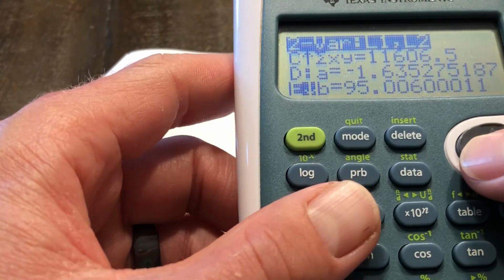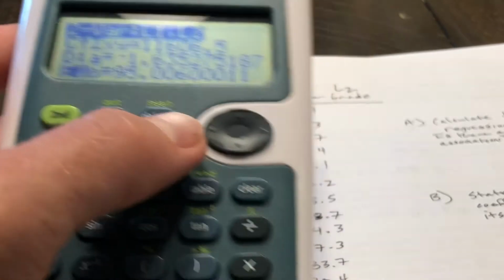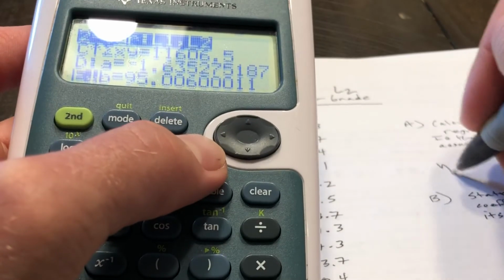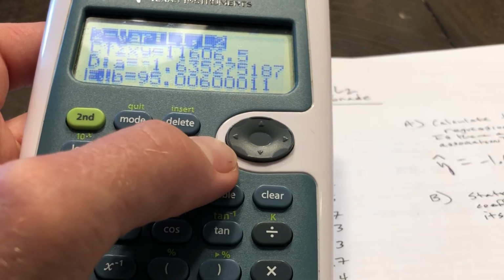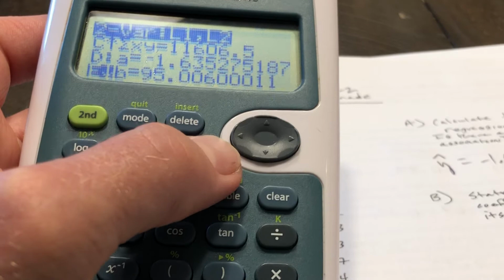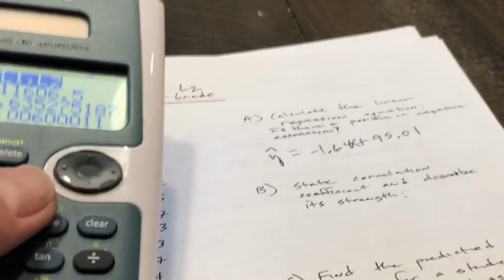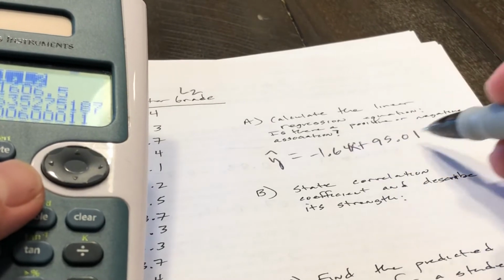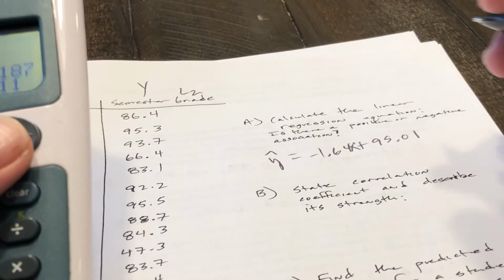So Y equals AX plus B. All right, so I'm going to calculate the linear regression equation. I'm going to write it over here real quick. So Y hat is negative 1.64x plus 95.01. Oh, don't forget to attach the X. Is there a negative or a positive association?